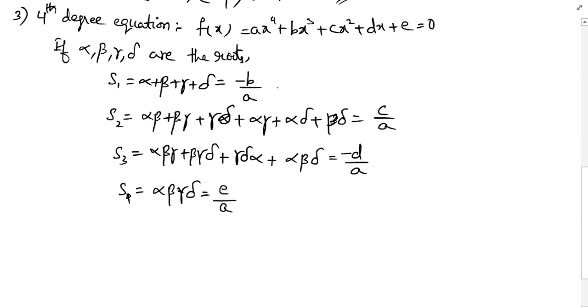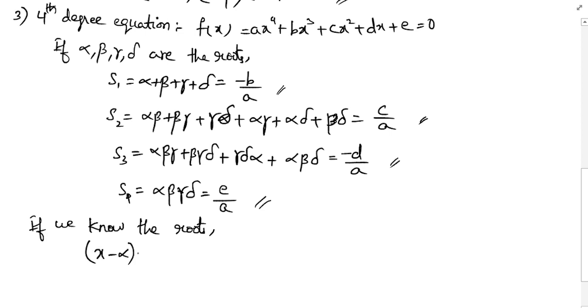So you have to remember all these points. If we know the roots, then to find the value of x, we will write the equation in the form of (x minus alpha) into (x minus beta) into (x minus gamma) into (x minus delta) is equal to 0.